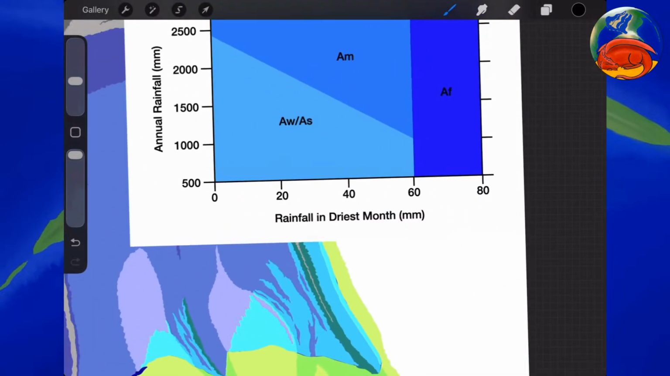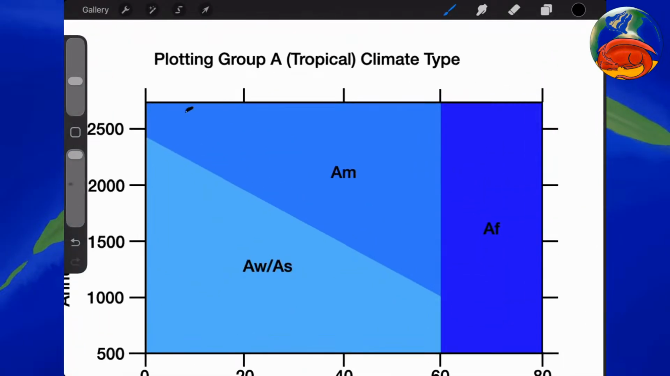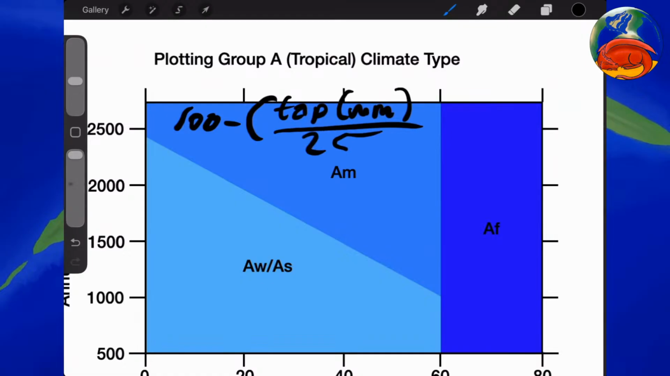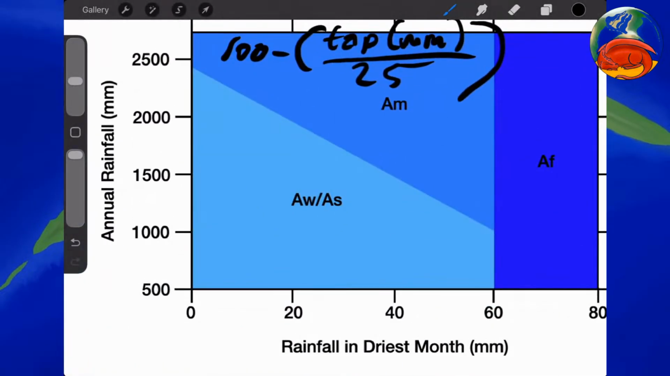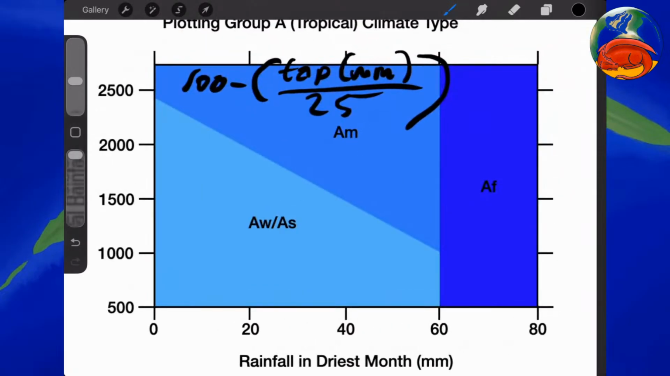All right. So for an AM climate, it's 100 minus the total annual precipitation in millimeters, over 25. And if your precipitation in the driest month is greater than this number, it is going to be AM. If it is less than that number, it is going to be AW or AS.